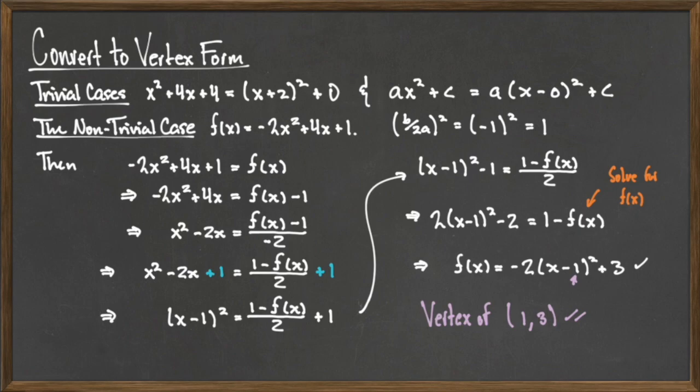So essentially taking a standard form quadratic and turning it into vertex form is a two-step process. You begin by completing the square, and once that's done, you solve for f of x.